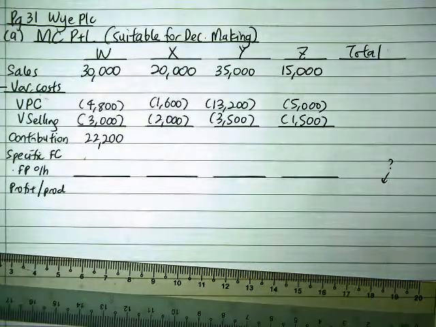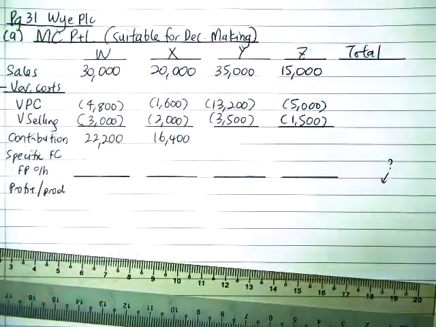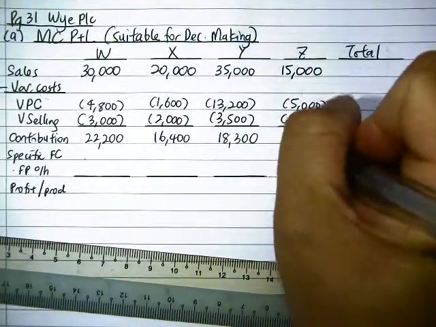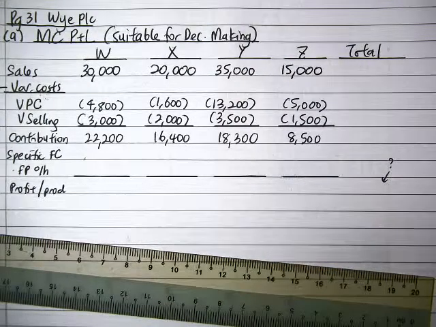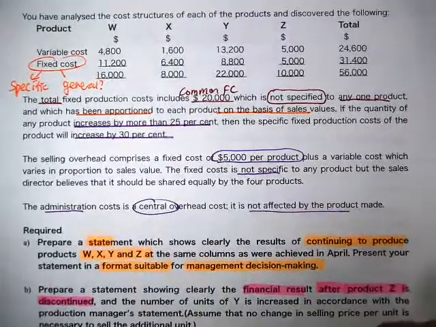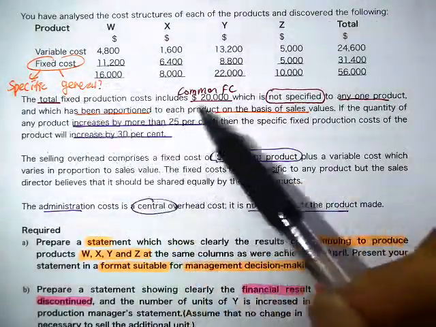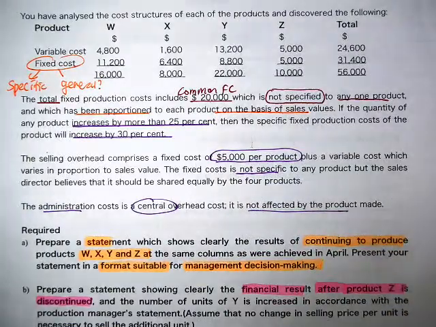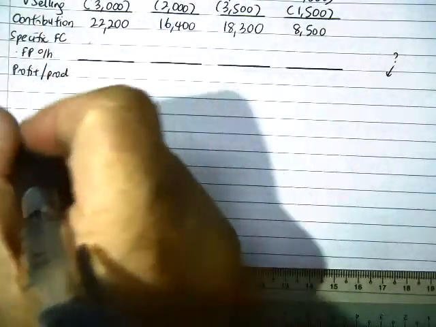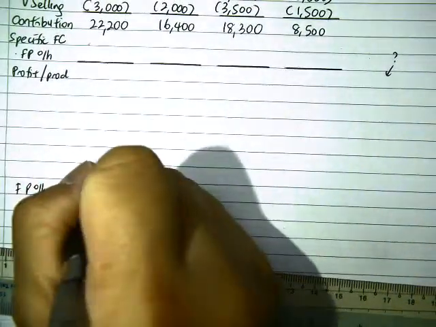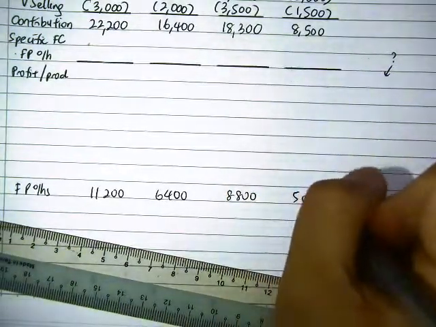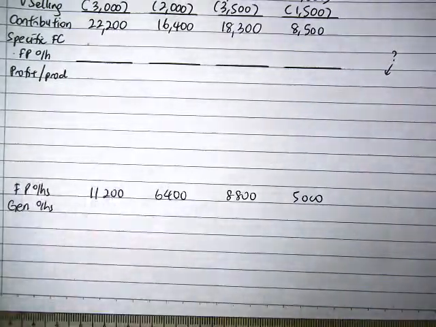$16,400, $18,300, $8,005. Okay, the specific overhead. Now, see, the question said that there's this 20,000 common overhead that they have apportioned using sales value. So if you know what to do, you find it's not very difficult to take it out. But I just show here in case you cannot follow the figure. The fixed production overhead is 11,2, 6,004, 8,008, and 5,000. Now the general overhead is 20,000.